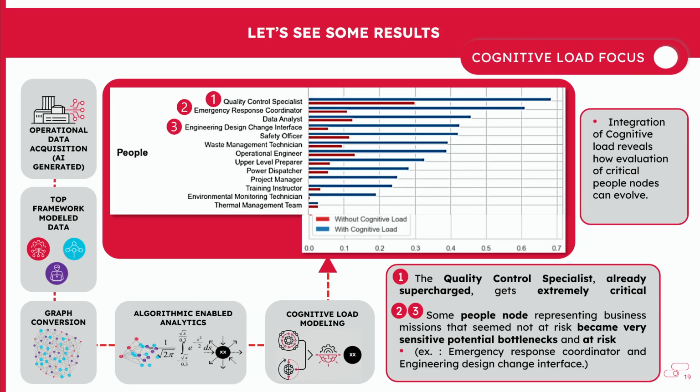But you also see here in number 2 for emergency response coordinator and number 3 for engineering design interface that some people entities that appeared not very loaded, once we integrate this cognitive load, change drastically in their bottleneck risk, and that's an important thing to stress.